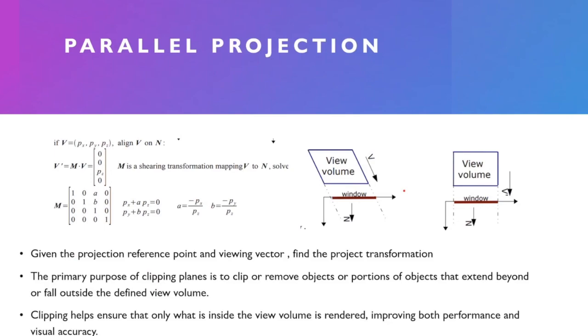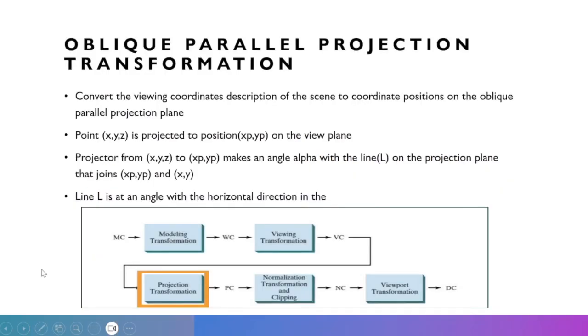This is some of the mathematical representations of converting a view volume from one side to the other side. As Darshan said, this is the transformation of the oblique projection. I don't want to explain the same thing again. So it is the main key chart and the process of converting the modeling coordinates to the device coordinates.